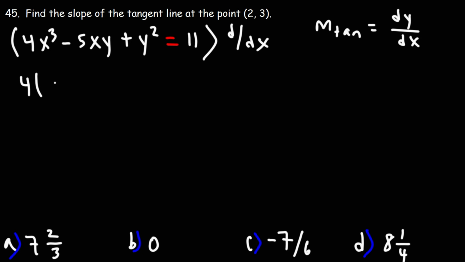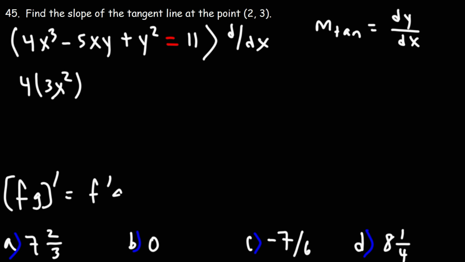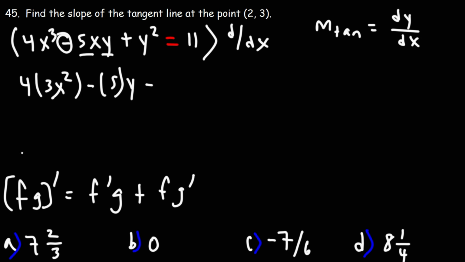The derivative of x cubed is 3x squared. Now, for the derivative of 5xy, we need to use the product rule. The derivative of f times g is f prime g plus f g prime. So let's say f is 5x, g is y. The derivative of 5x is 5, and then we'll multiply it times g, which is y, and then minus. We need to distribute that negative sign.